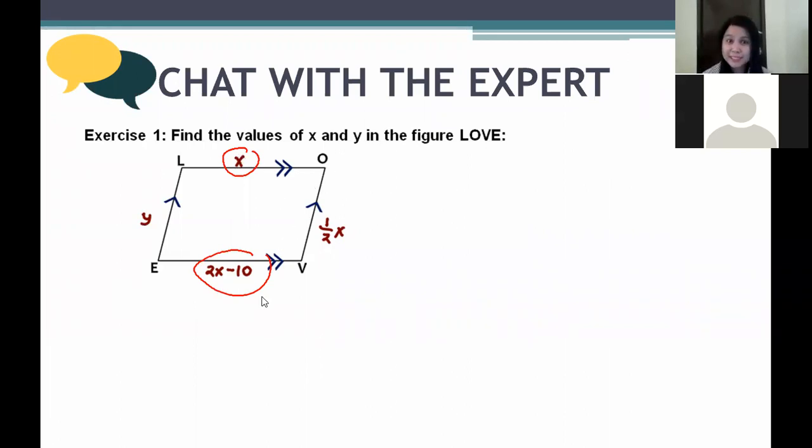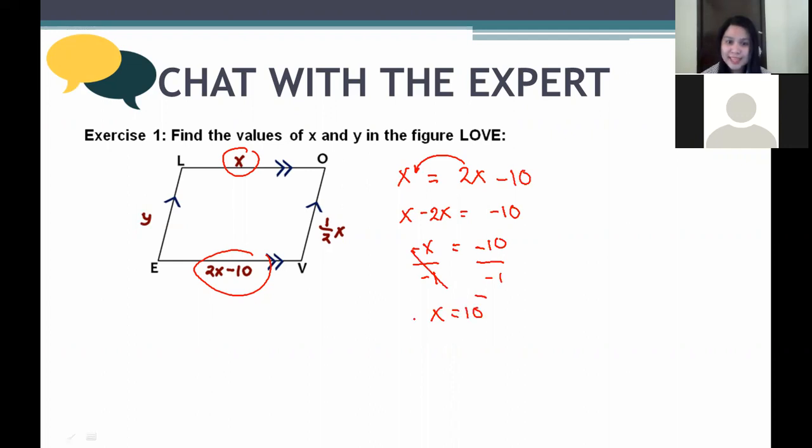These two are opposite sides, right? This is a parallelogram, so they are congruent. We say they are equal. So we say x is equal to 2x minus 10. Let's solve for the value of x. Transfer to the other side. x minus 2x is equal to negative 10. So we have negative x equals negative 10. Divide both by negative 1. Our x is equal to 10.